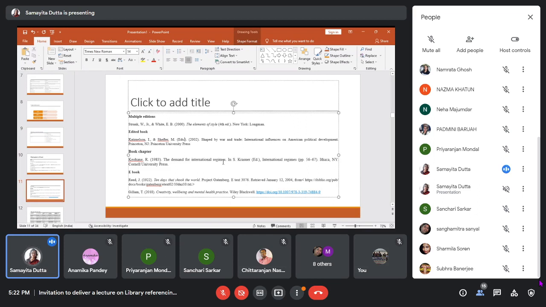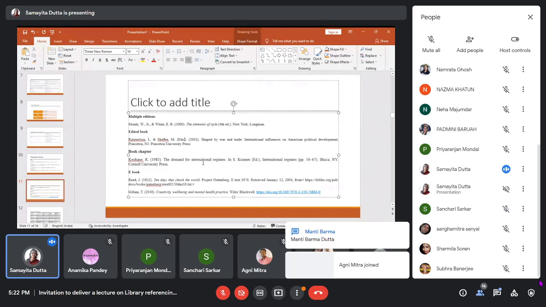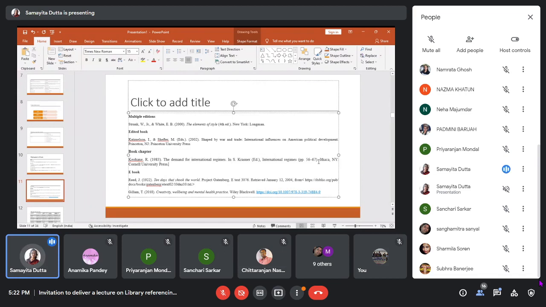Similarly, this is how to cite a book chapter. It follows the same pattern as before, and where the chapter is in an edited book, you should write in, then the name of the book and the editor. These are the e-books. You should write the URL of the book, where you got the book from, or if there is a DOI, mention the DOI of the book. So these are the patterns.